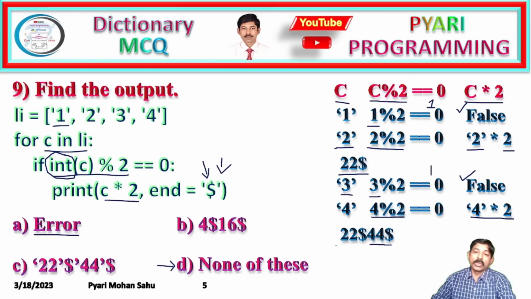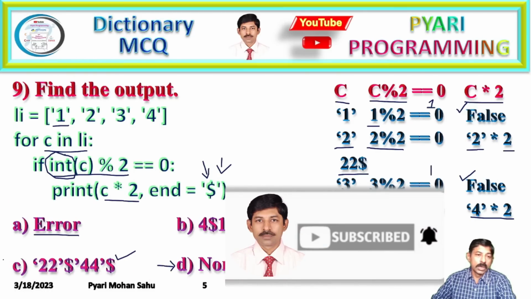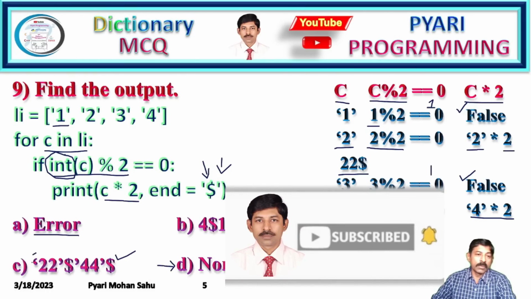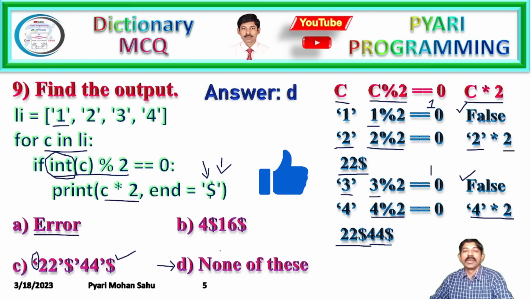Now my output is $22$44$. Now here also we have $22$44$. Quickly you will put a tick mark on this. Again your answer will be wrong, because it is never going to display the output in quotes. Look at over here, the output is given in quotes. So that's why this is not the answer. The answer is none of these.